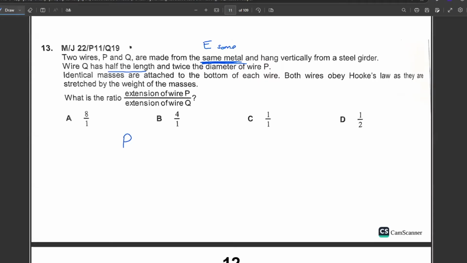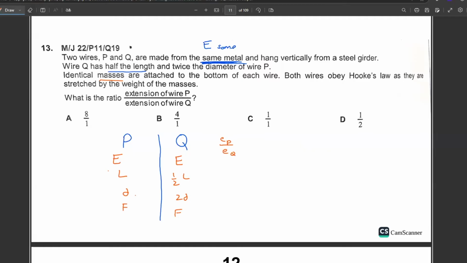So the best method is to make partitions and write everything. The Young's modulus of P is E. The Young's modulus of Q is E. Wire Q has half the length, so wire Q will, let's say, have half L. This will have L. And twice the diameter, so let's say this has twice the diameter. This has D. Now, what do we have to calculate? Identical masses are attached. That means forces will also be similar on both of them. You have to calculate the ratio of extension of P divided by extension of Q.